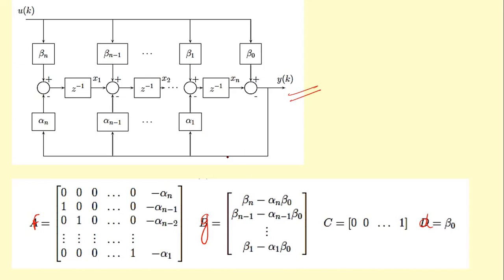So this is it for today's lecture. I hope it is clear to you how to convert a given transfer function to the required state space model using the observable canonical form, which is also known as second companion, right?